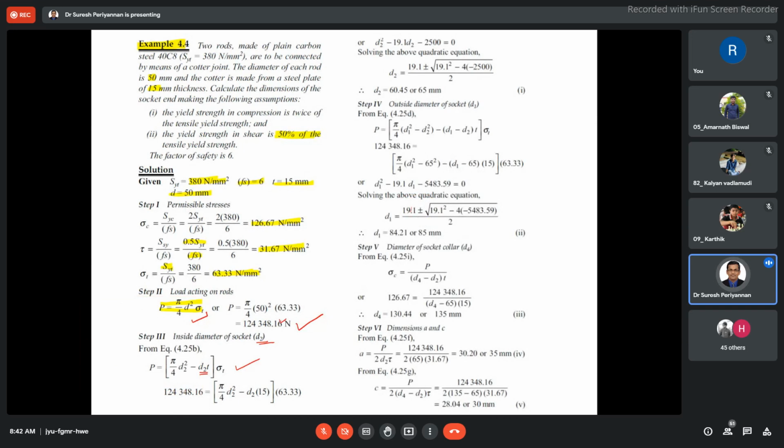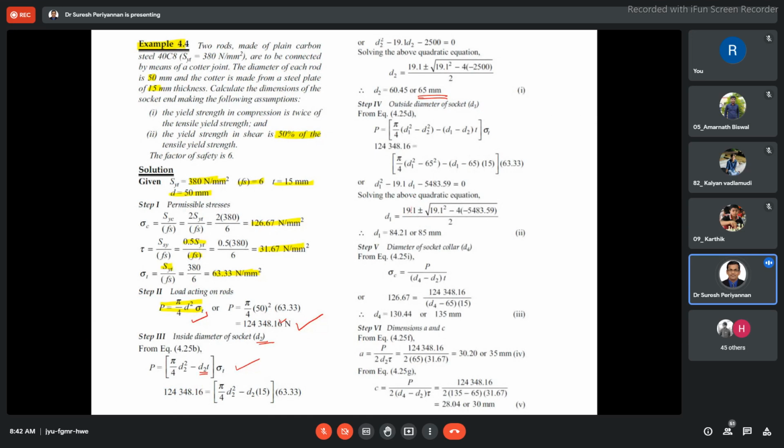Then if you solve this, we are going to get 65 mm. And I come to the outside diameter of this socket. Here also the socket is subjected to tensile load. See here, this is the figure, I also put it here.